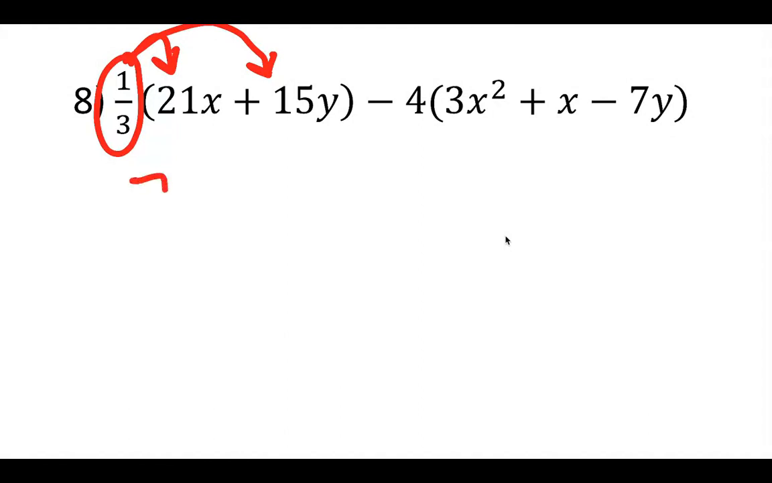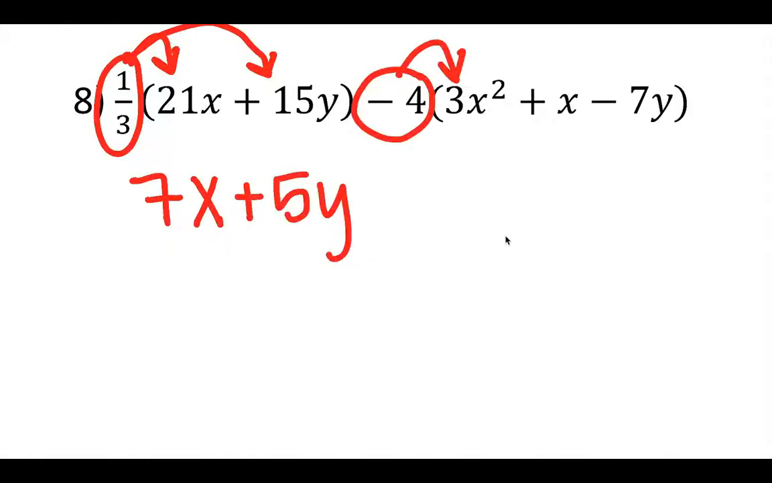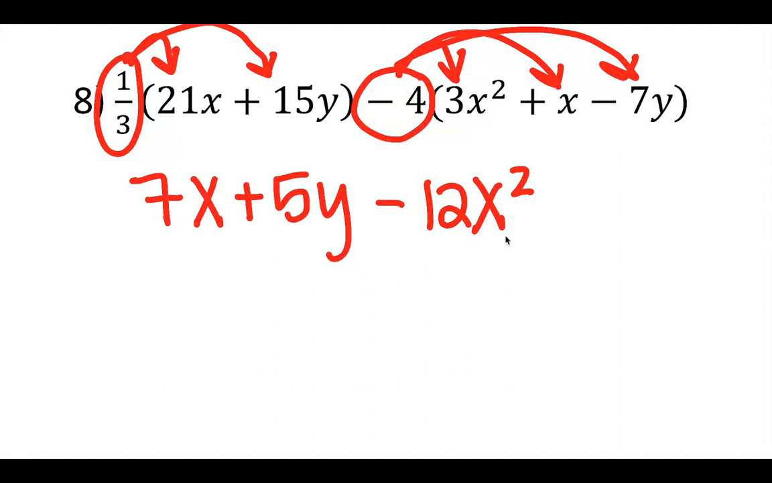21 divided by 3 is 7. I still have the x hanging out. 15 divided by 3 is 5. Still have the y hanging out. Same thing over here. Negative 4 times everything inside. Negative 4 times 3 is negative 12. I still have the x squared. Negative 4 times 1, x, is negative 4x. And then negative 4 times negative 7 would be positive 28, and I still have this y hanging out.